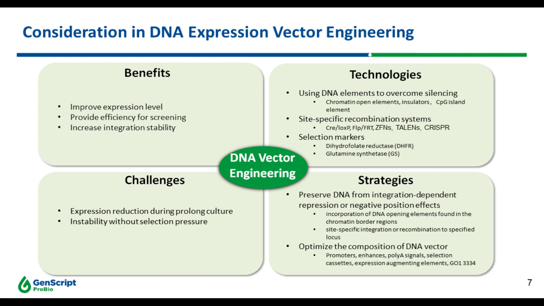You can use DNA opening elements found in chromatin border regions, or site-specific integration for recombination at a specific locus. The technologies used for this are DNA elements to overcome silencing, such as chromatin opening elements, insulators, CpG island elements, or site-specific recombination systems such as Cre-LoxP and CRISPR. We can also use selection markers to help with screening, such as DHFR and GS.